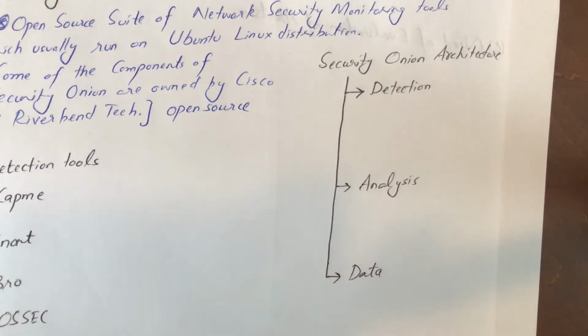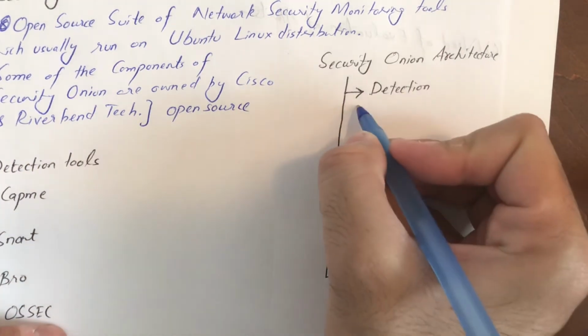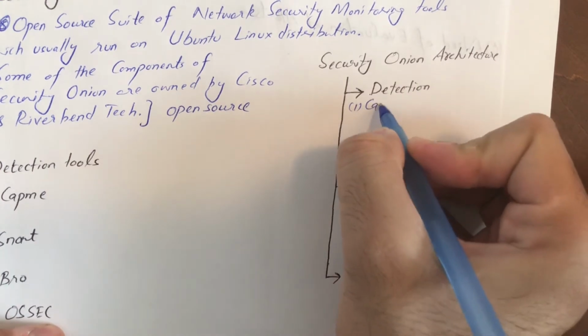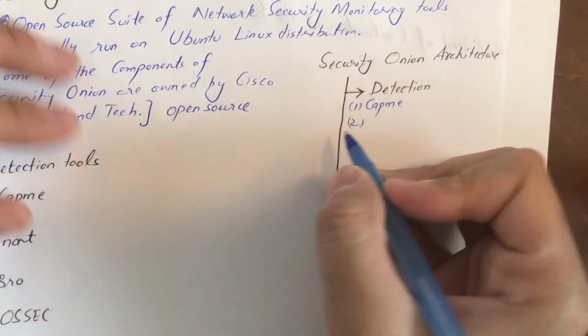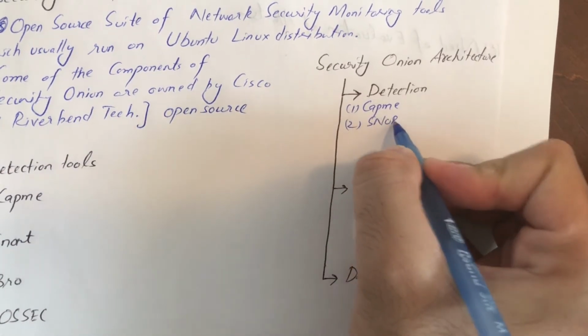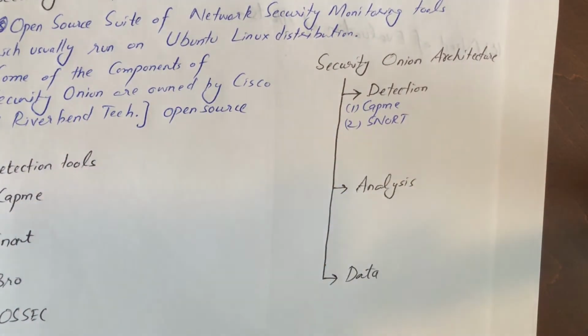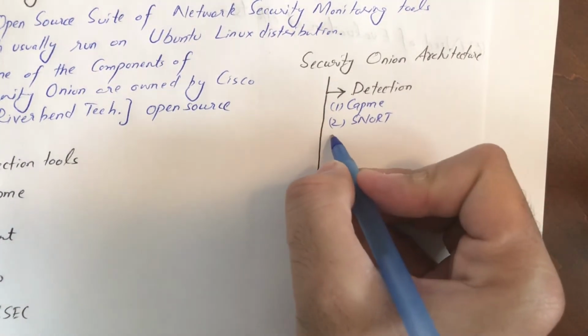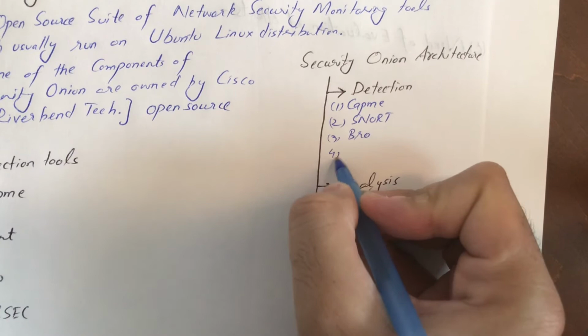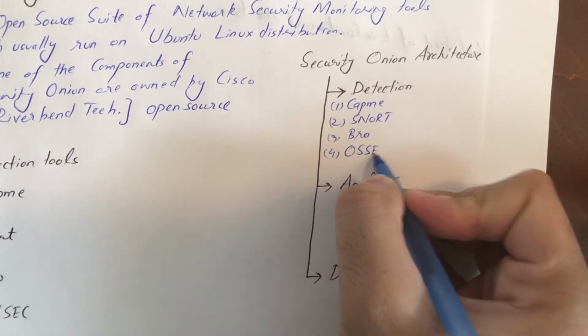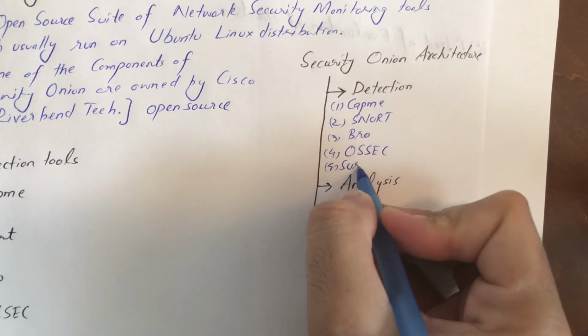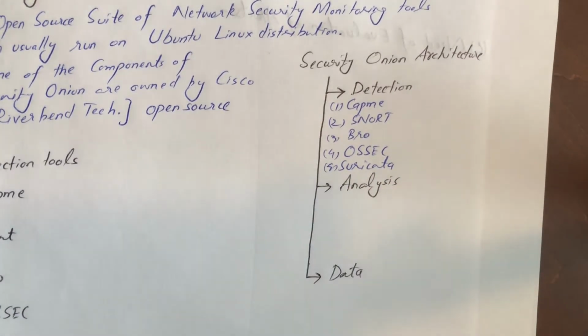In order to detect intrusion, in order to generate alerts, there are mainly five tools. The first tool is CapMe. The second tool is Snort. And again, all these tools are open source. You can individually install these tools as well. CapMe, Snort, Bro. There's another tool called OSSEC. And the fifth one is called Suricata. All these tools are for alert generation. They can generate alerts. They can also detect the intrusions as well.